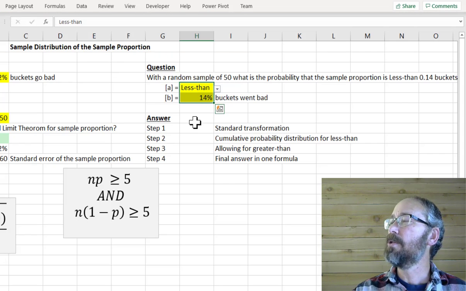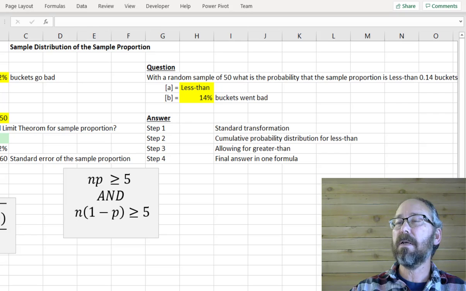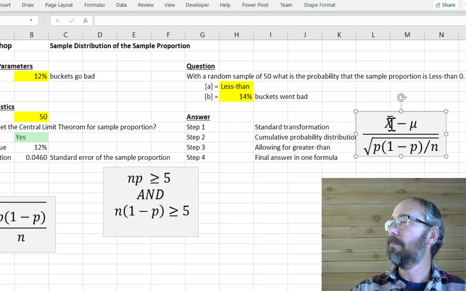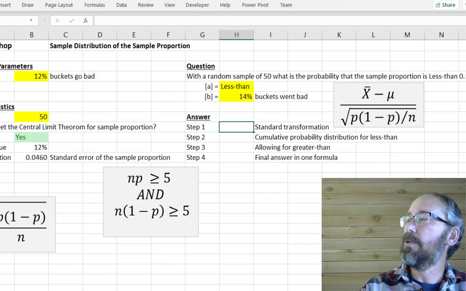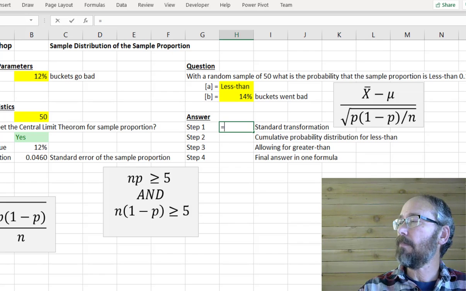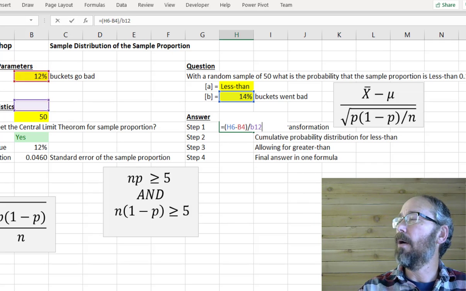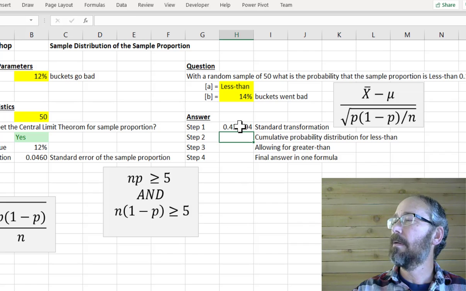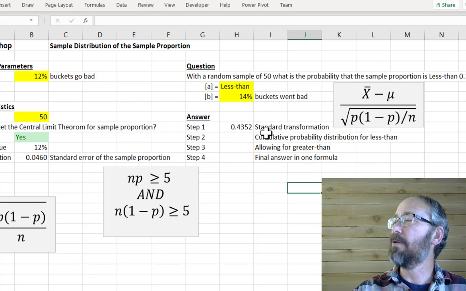We can set them to yellow. So now let's start answering this with our 4 steps. And the formula is in essence the same as for the sample mean, but of course the denominator is different, meaning that it's the standard error of the proportion, which we've already calculated over here. So we can do this formula equals H6 minus, and again my parentheses, H6 minus B4 divided by B12, and that will give us the standard transformation.